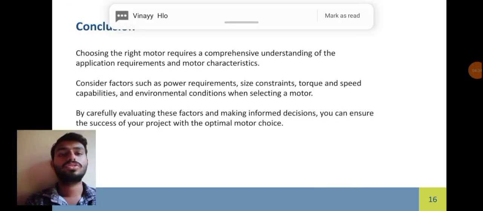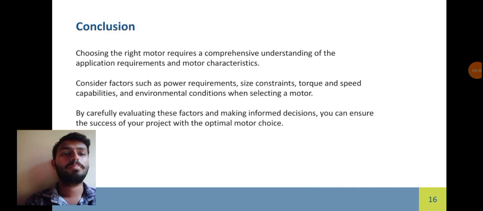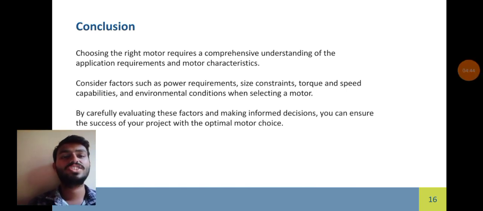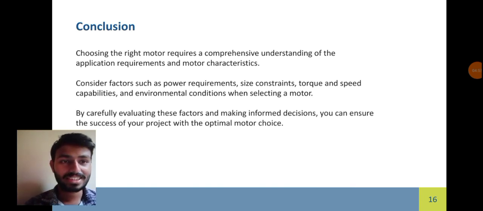Conclusion: choosing the right motor requires understanding of the application requirements and motor characteristics. Consider factors such as power requirements, size, torque, speed capability, and environmental conditions when selecting a motor. By carefully evaluating these factors and making informed decisions, you can ensure the success of your project with the optimal motor choice.